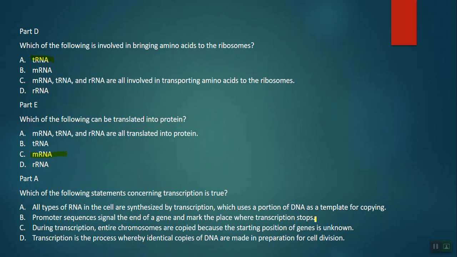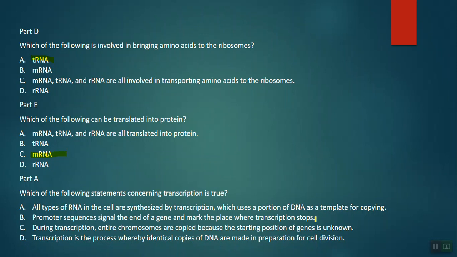Letter C, during transcription, entire chromosomes are copied because the starting point of a gene is unknown. That doesn't really work for us at all, because we actually do know where the starting point of the gene is. That's where the promoter sequence is, and that's where the RNA polymerase will attach to the promoter sequence of the DNA in order to make that messenger RNA. So we do know where the starting point of a gene is. So letter C doesn't work for us either.